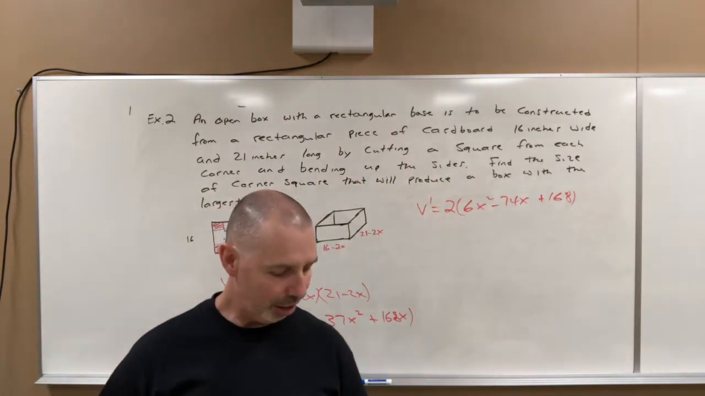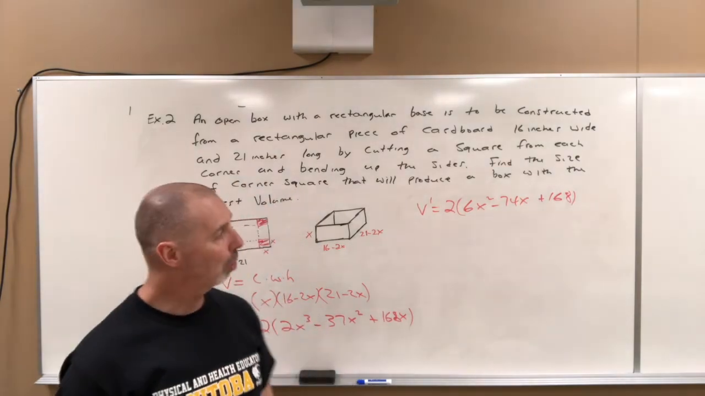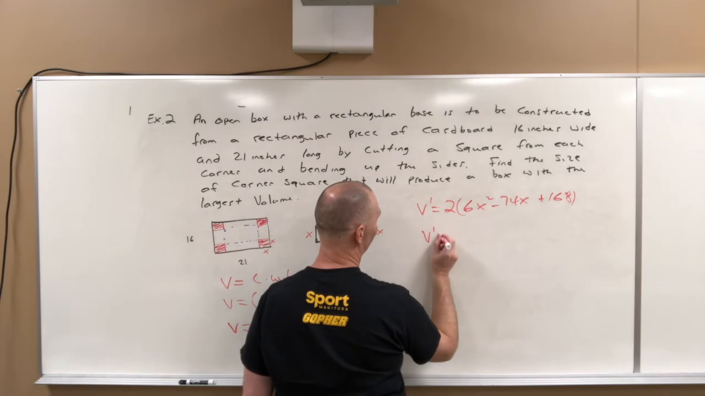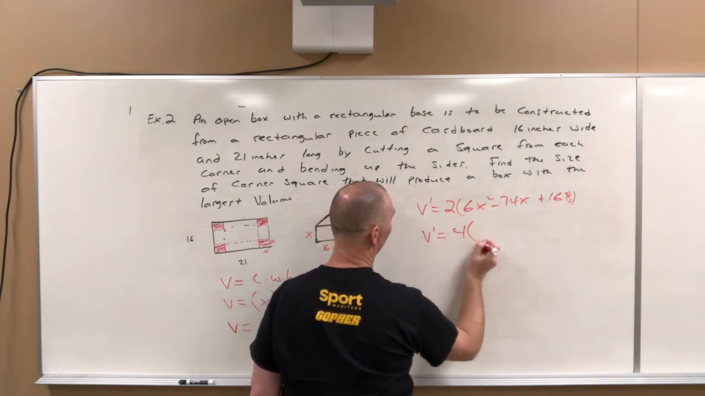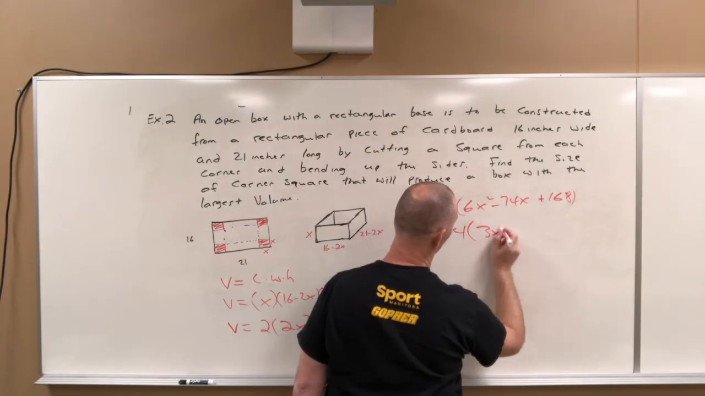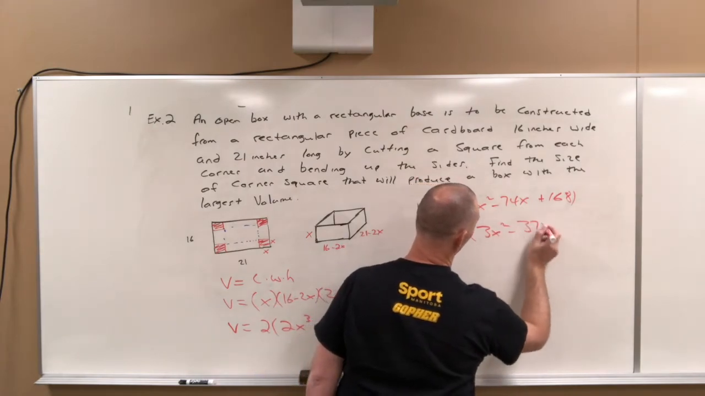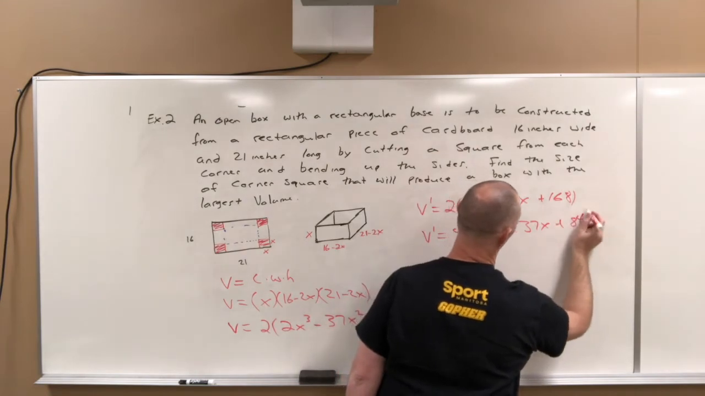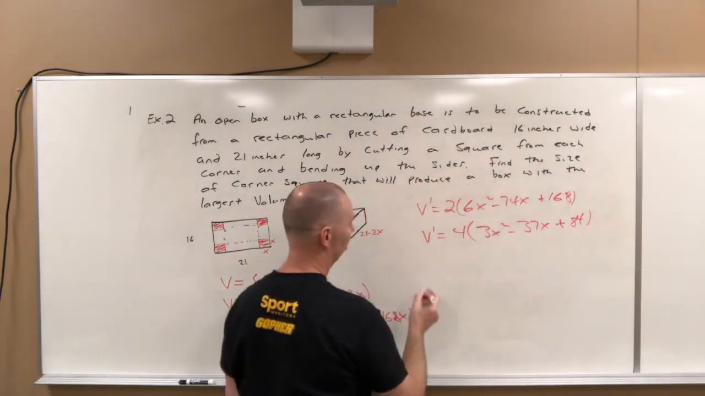We now want to factor that one more time. There's a common factor of 2 here again, so let's factor out the common factor of 2 again. That's going to leave us with 4 times 3x squared minus 37x plus 84. All right, we're going to make this equal to 0.